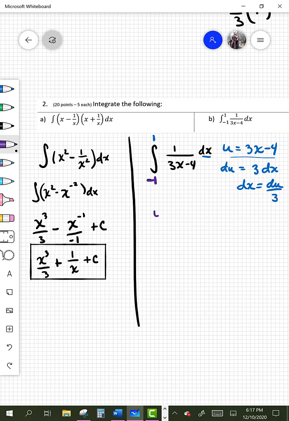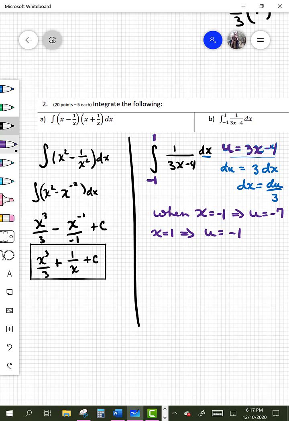Let's look at when x is equal to negative 1 and figure out what u would be. u is equal to 3 times x, which in our case is negative 1, which is negative 3. Negative 3 minus 4, we get u is equal to negative 7. Now let's look at when x is 1. Plugging that in to figure out u, we have 3 times 1 minus 4, which gives us negative 1.